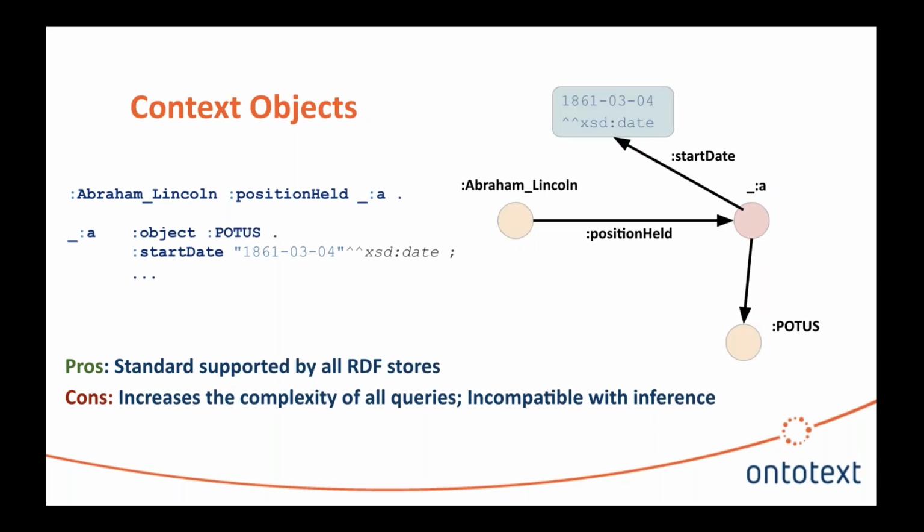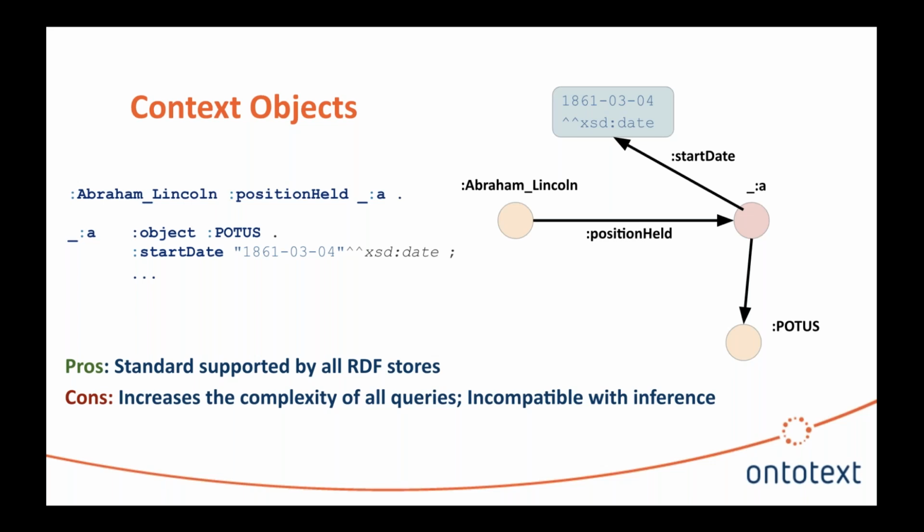Another, probably more exotic approach is the context objects. The context objects are something similar to the singleton property, but the idea is you make a blank node which abstracts the actual object. So Abraham Lincoln position held, and then you put the blank node but not directly the object. And then for this blank node, you put the object President of the United States, and then you have a start date. Once again, this is really standard RDF supported by all RDF stores, and it's a relatively easy way to track the data.